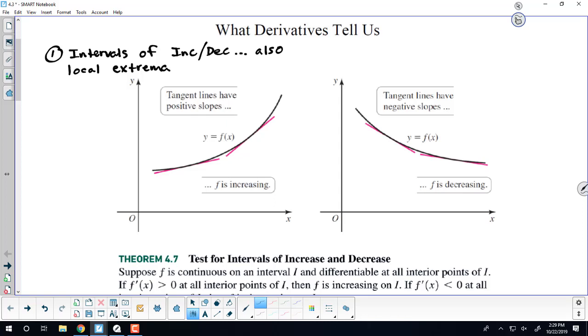And then we'll also use derivatives to tell us the intervals of concavity. And what we're going to look at is inflection points.